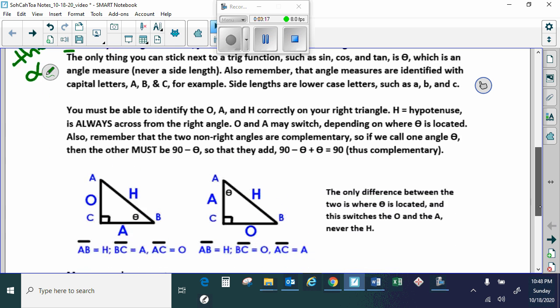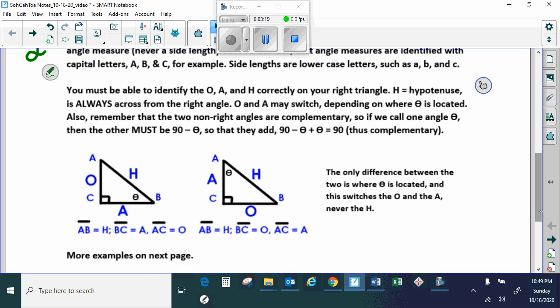So that's all review. You must be able to identify the O, A, and H, opposite, adjacent, and hypotenuse, correctly on your right triangle. H, hypotenuse, is always across from the right angle. O and A may switch depending on where the theta is located. But hypotenuse never changes. That's why we identify that first. Also, remember that the two non-right angles are complementary. Since obviously we've already used up 90 degrees in the right angle, we only have 90 degrees left. Two angles that add to 90 are called complementary angles.